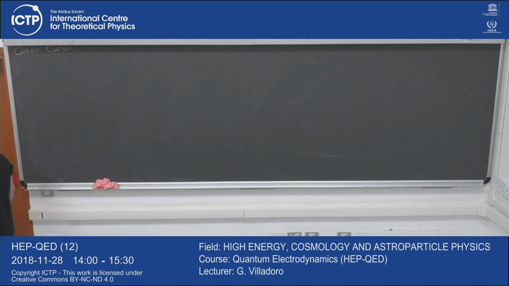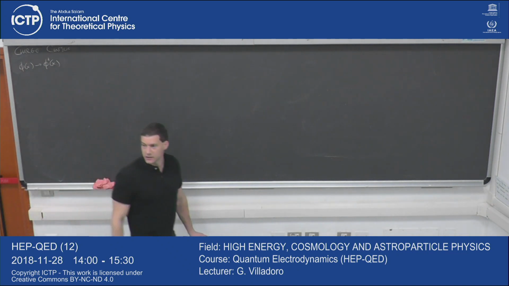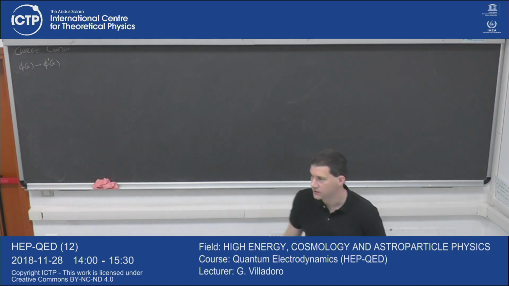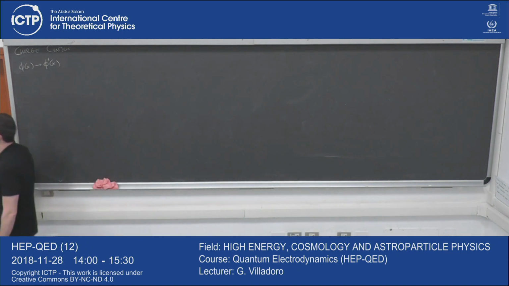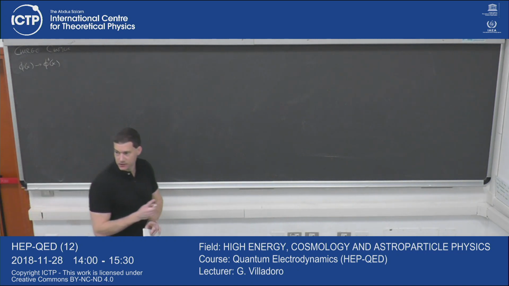So remember, for the scalar field, this was the symmetry exchanging phi of x with phi dagger of x, not touching the space-time coordinates. And at the level of creation and annihilation operators, we're basically exchanging what we call the A and the B, the particle and the antiparticle.